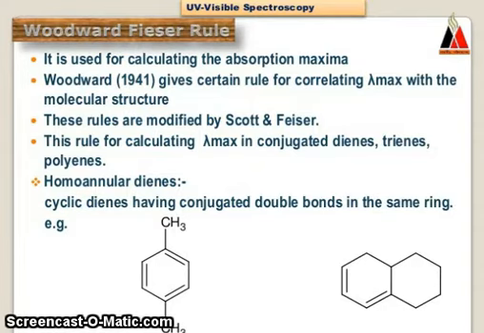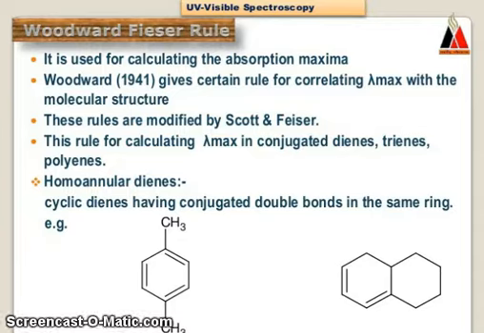Today in this video, I am going to talk about UV visible spectroscopy, especially the Woodward Fieser rule. It is used for calculating the absorption maxima. Woodward in 1941 gave certain rules for correlating lambda max with the molecular structure. These rules were modified by Scott and Fieser.